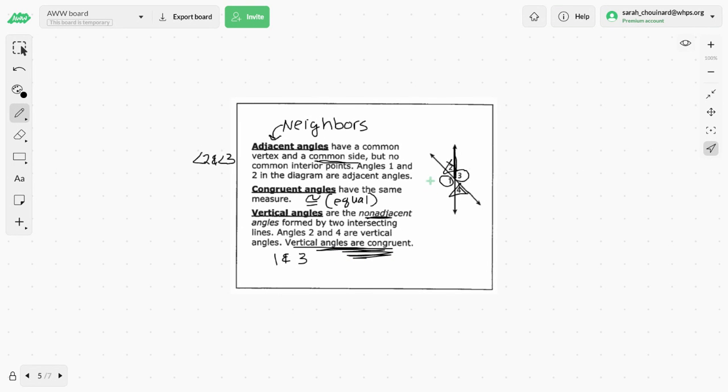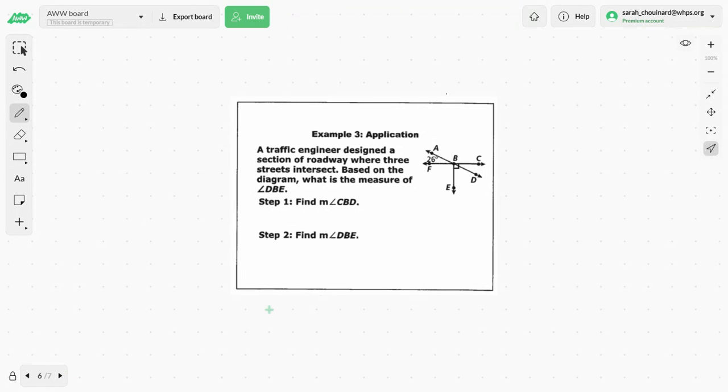So in this diagram, if I knew 1 was 100 degrees, 3 would also be 100 degrees. And I could find 2 because 2 is supplementary to 1. They make 180 degrees. So that would be 80 degrees, and so would angle 4. So when 2 lines cross like this, as long as we know one of the angles, we can find all 3 others using vertical angle relationships and supplementary angle relationships.